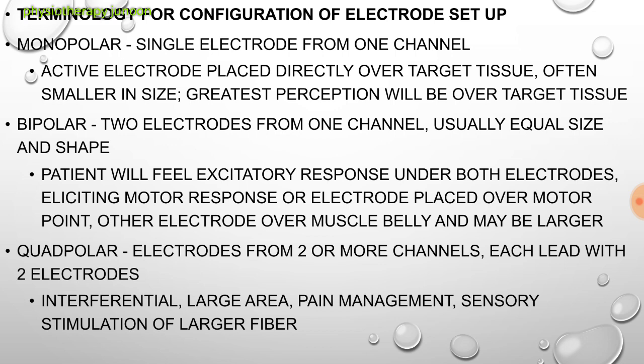When eliciting motor responses, one electrode is placed over motor points, and the other electrode over the muscle belly and may be larger. In quadripolar, electrodes from two or more channels, each lead with two electrodes. Interferential, for a large area, like pain management, sensory stimulation, or large fibers.